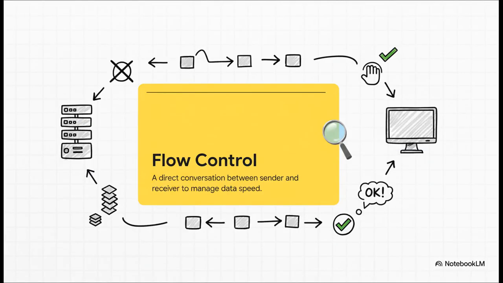And that's exactly where flow control comes into play. Think of it as a direct, private conversation happening between just the sender and the receiver. It's a one-on-one chat. The receiver can literally send a message back that says, "Whoa, hey, slow down a bit, I'm falling behind." Or, "Okay, I'm all caught up, feel free to send more." The entire goal here is to protect the receiver from getting swamped.